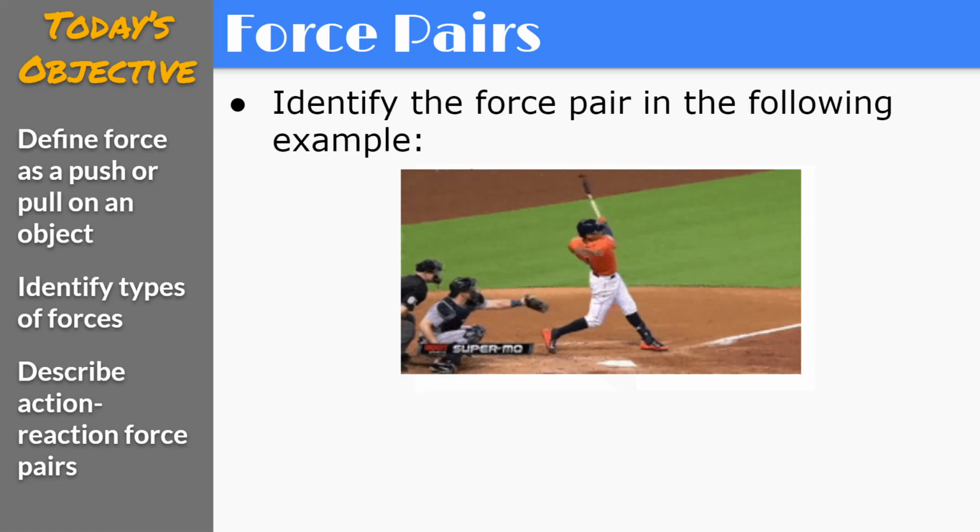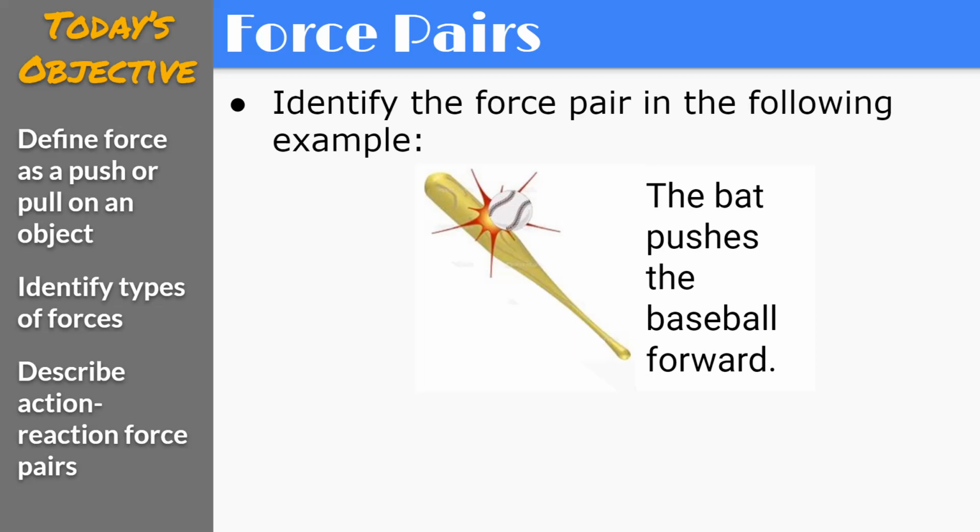So identify the force pair in the following example. Again, the bat pushes the baseball forward. So we could say that there is a force of the bat on the ball. And again, the other half of that force pair would be that if the bat pushes the baseball forward, the baseball pushes the bat backwards. Okay, and so we would say the force of the ball on the bat, and it is in the opposite direction, but they are equal and opposite. Okay, so the positive force, or the forward force of the bat on the ball, is equal to the backward force of the ball on the bat. They're going to have the same magnitude, opposite direction. That would constitute a force pair.